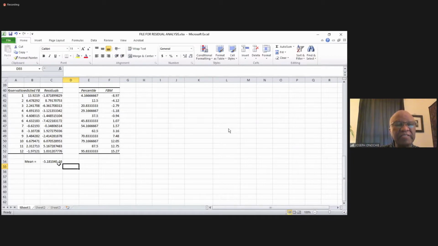Times 10 to the negative. So this is minus 5.18104 divided by 10 to the power of 16. Remember, 100 is 10 to the power of 2. So I'm dividing this by 10 to the power of 16. That is as close to 0 as you can get, okay?